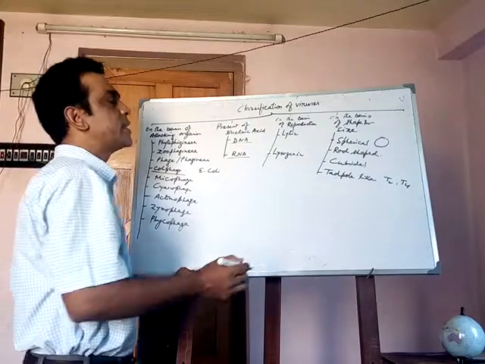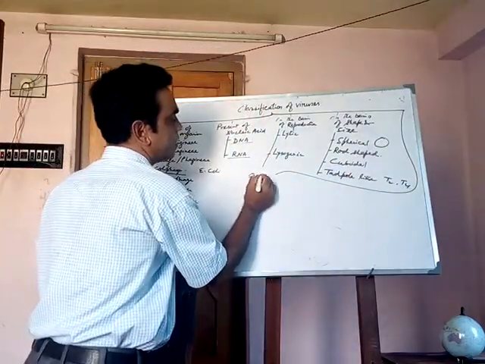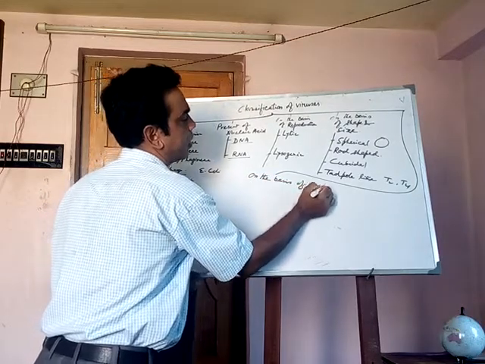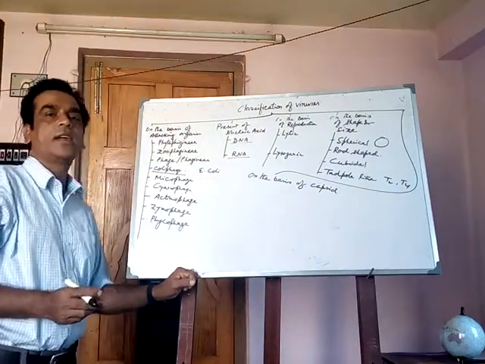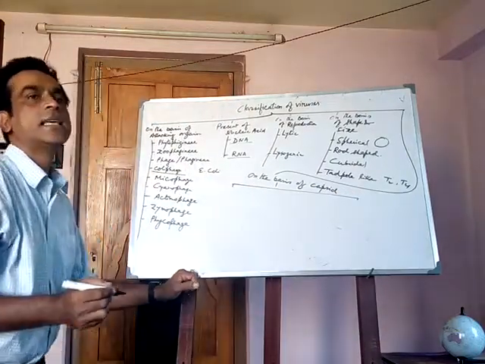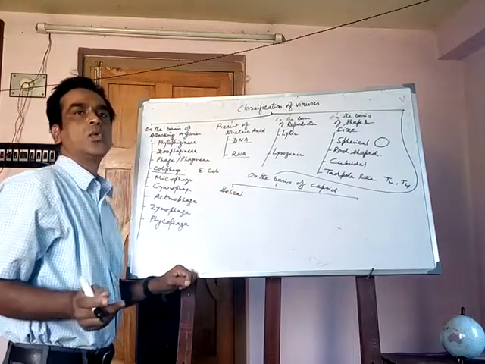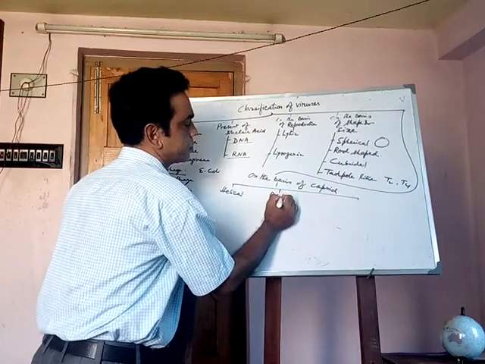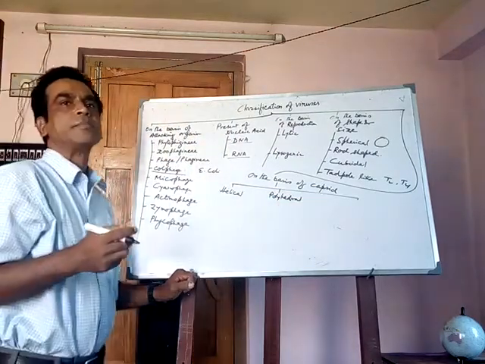And on the basis of capsid, viruses are classified into three types. One, helical. Two, polyhedral. And three, complex.